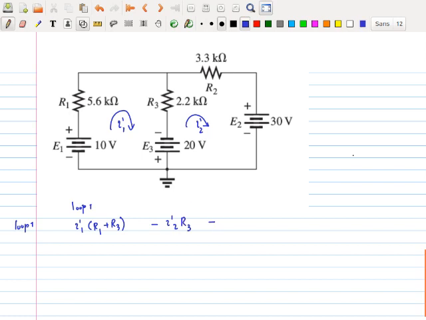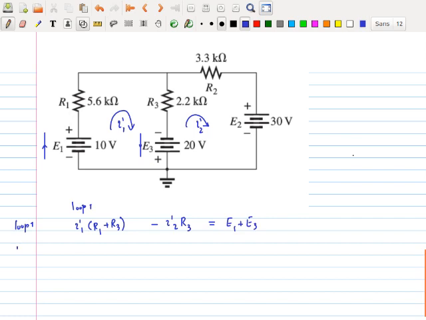And that should be equal to what? As I go along the loop, what are the voltage sources? I go along the loop, you realize this is going this way, this is going that way. So if I go along the loop, this is going to be 10. And when I come down, this is also going in the same direction as my loop, so that also gets added up. So this is E1 plus E3. And if this was in the opposite direction, that would have been minus.